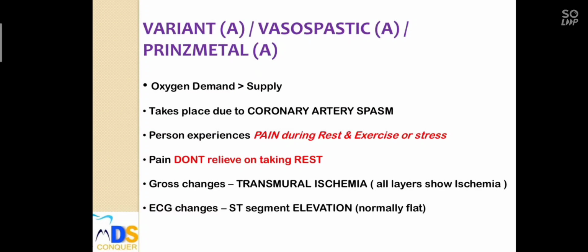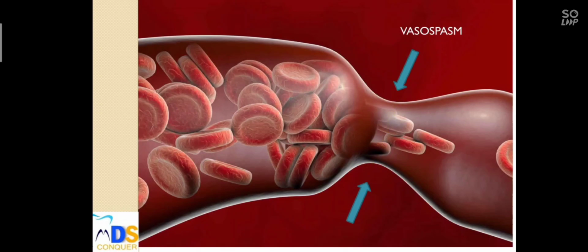Third type, variant angina, vasospastic angina, or Prinzmetal angina. In this situation also the oxygen demand is greater than the supply. The reason behind it is coronary artery spasm. The person experiences pain during both rest and exercise situations, just like unstable angina, and pain doesn't relieve on taking rest. Grossly, there is a transmural ischemia, which means all the layers of the cardiac wall, that means endocardium, myocardium, and pericardium, show ischemia. And because of transmural ischemia, the ST segment, which is usually flat, elevates. And this is a vasospasm in the coronary artery, and this narrows the blood vessel diameter.